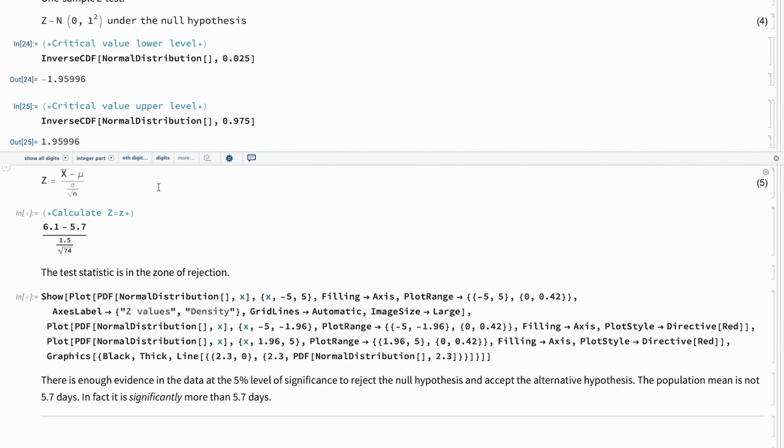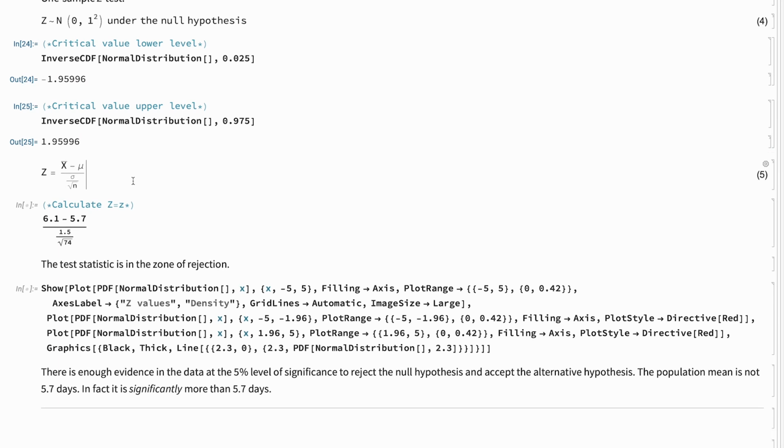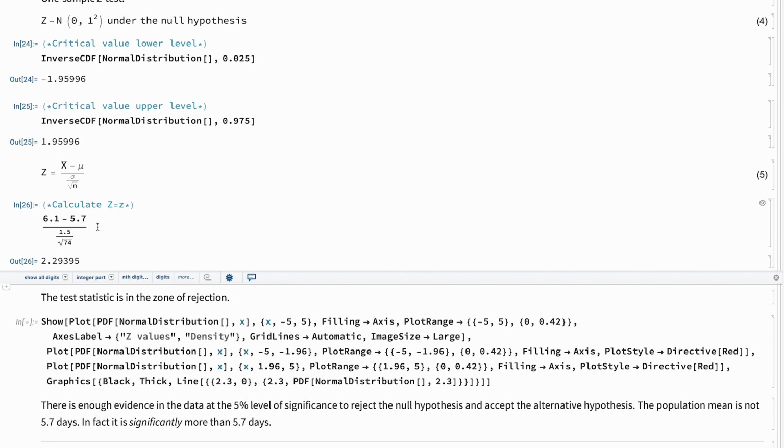So here we go. Let's calculate our Z value from our problem. There we have X bar minus mu divided by sigma divided by square root of n. So X bar was 6.1, mu was 5.7, sigma was 1.5, and we had 74 data points in our data set. Let's calculate the Z value, and I find a Z value of 2.3. Of course, that is more than 1.96, and it is in that zone of rejection.